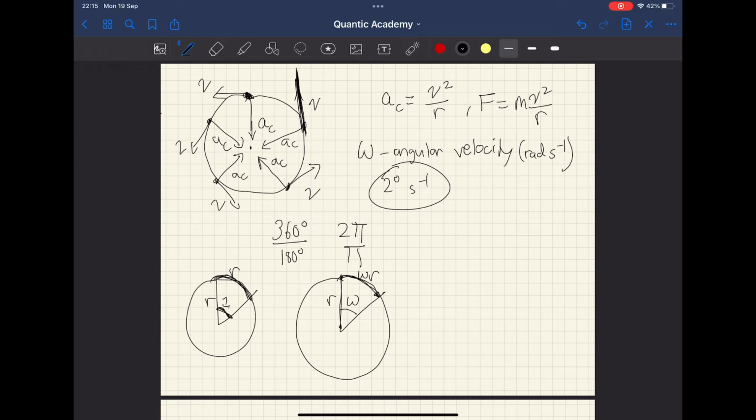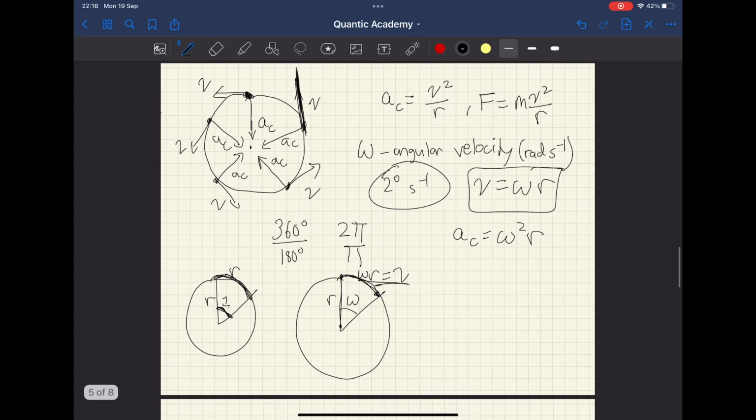In 1 second, it will travel v meters, because if you're traveling at 5 meters per second, in 1 second you travel 5 meters. So v meters is equal to omega r meters. That basically means these two distances are equal, and so v is equal to omega r. That's the relationship between angular velocity and regular velocity. You can substitute this back into the acceleration to find that the acceleration is omega squared r. Now, whichever information is given in the question, you use that to find the acceleration. So if you're given the angular velocity, you use this formula. If you're given the regular velocity, you use this formula.